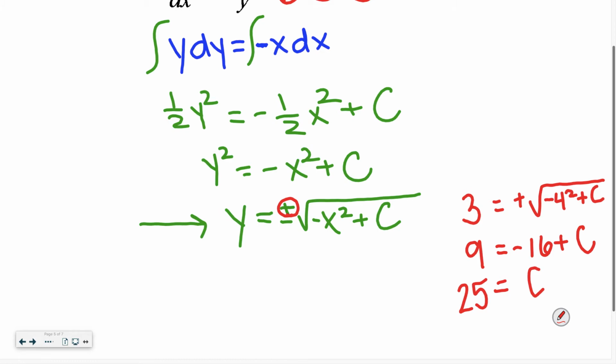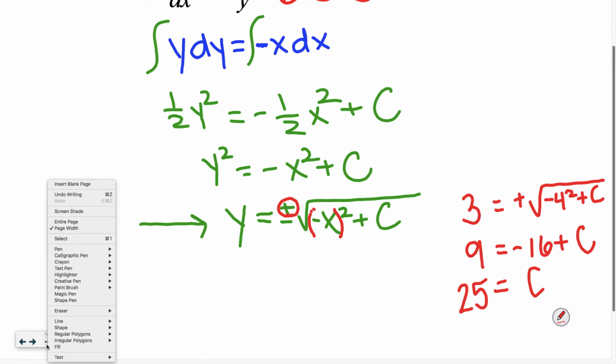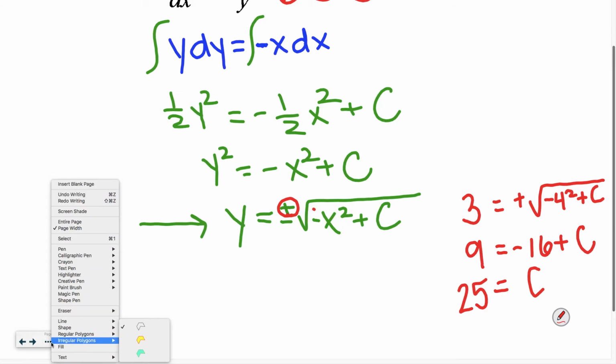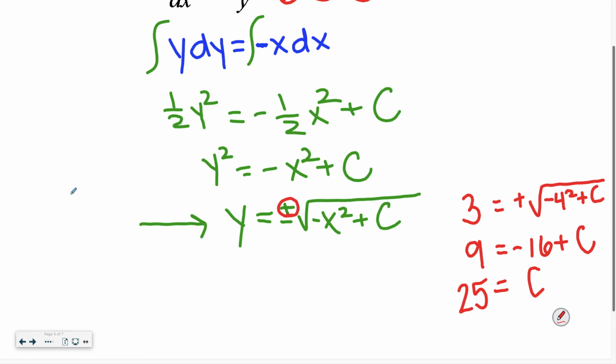Is the 4 not negative? Would it be positive 16? Well, the negative is in front of the x squared, so we're going to take the square and then multiply by the negative 1 out in front. Jesse, if it looked like this, then it would be the positive 4. Okay? So our particular solution is y equals the positive square root of negative x squared plus 25.